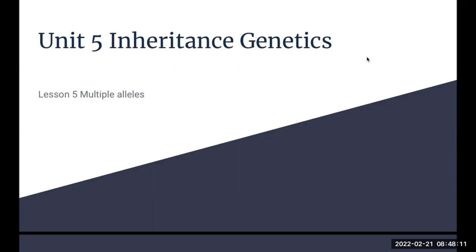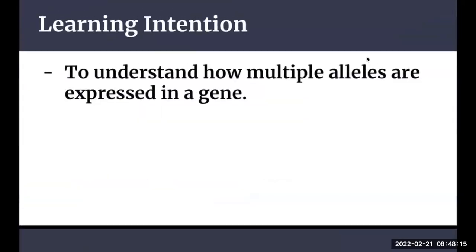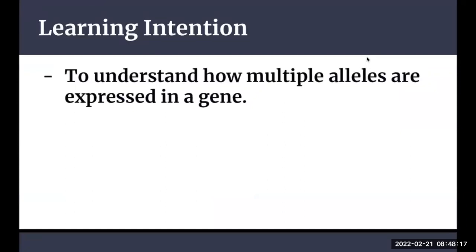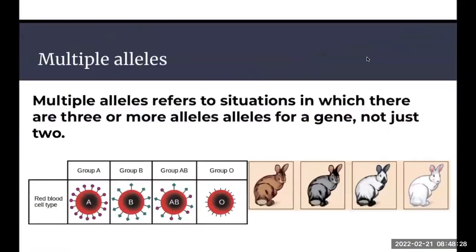So this lesson is lesson 5, multiple alleles. And we will look at how multiple alleles are being expressed in a gene. So a gene not only has two, it has more than two alleles.